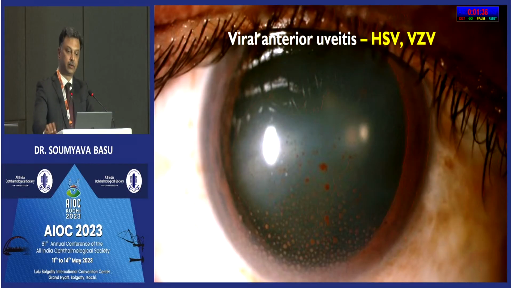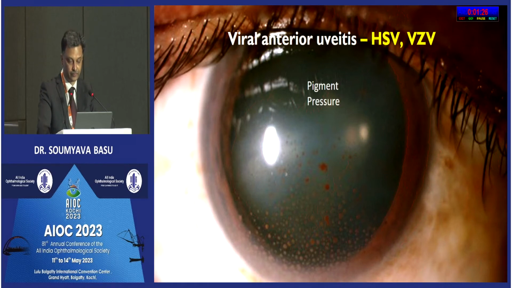The third pattern that you need to identify is that of viral anterior uveitis, and these are more commonly due to either herpes simplex virus or varicella zoster virus. Now, the two P's that you need to remember for viral anterior uveitis are pigment and pressure. If you see alterations of pigment, the keratic precipitates are pigmented, you see an iris atrophy where pigment has been lost, or you see pigment dispersion in the anterior segment, think of viral anterior uveitis. Similarly, raised intraocular pressure should also guide you to the diagnosis of viral anterior uveitis.